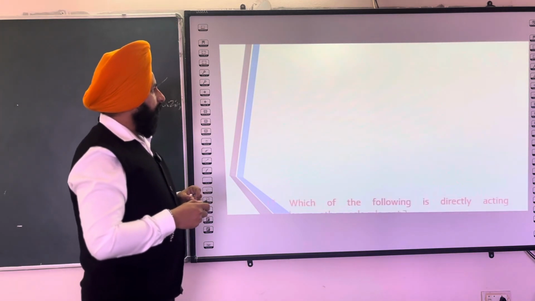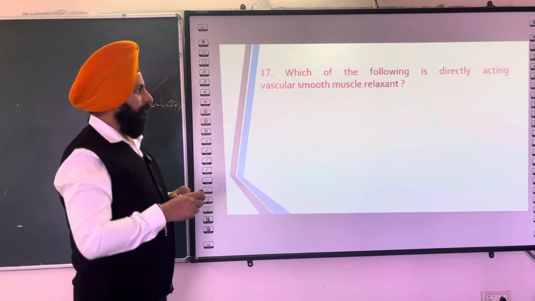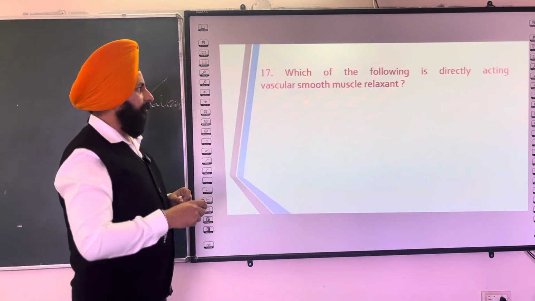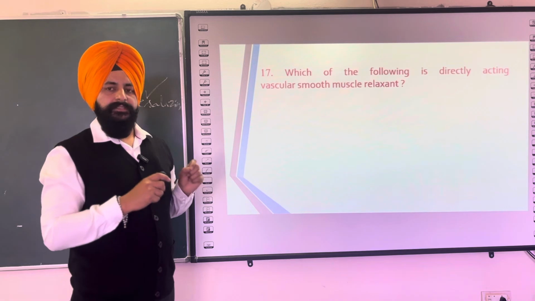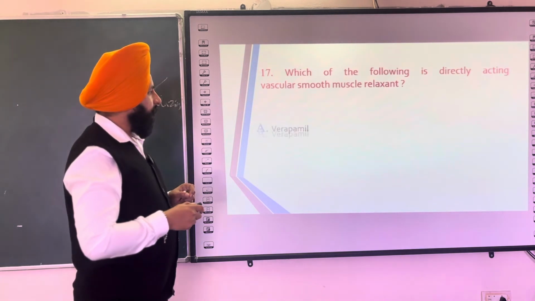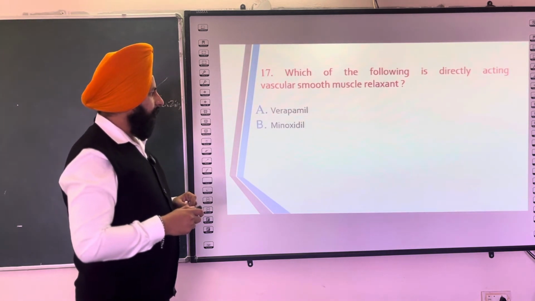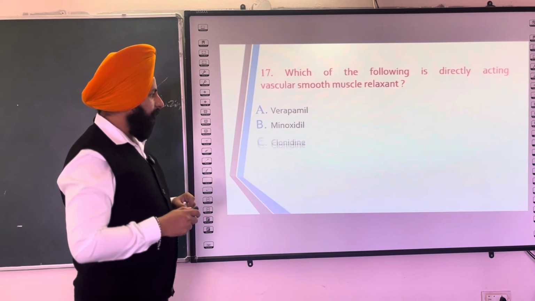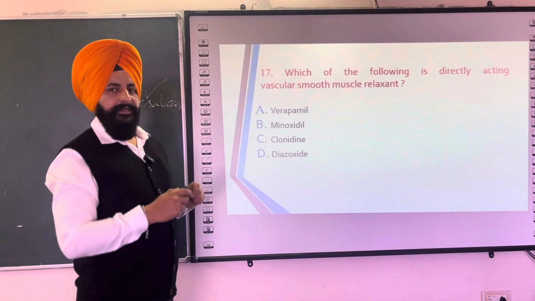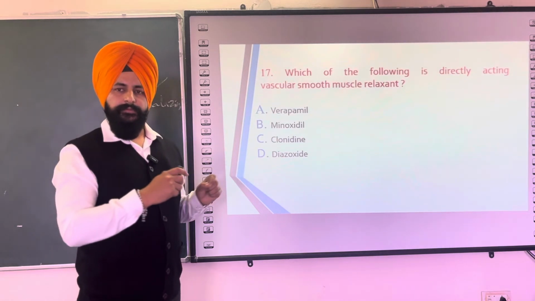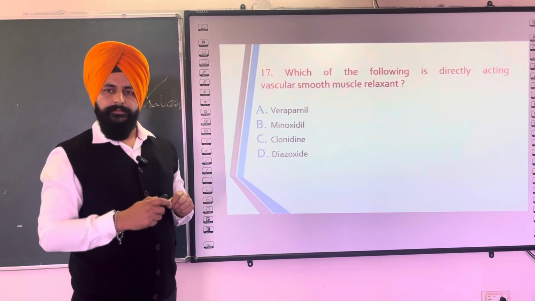The next question for this GPAT series is: which of the following is a directly acting vascular smooth muscle relaxant? The options for this question are verapamil, minoxidil, clonidine, and diazoxide. You can choose the correct option for this question.